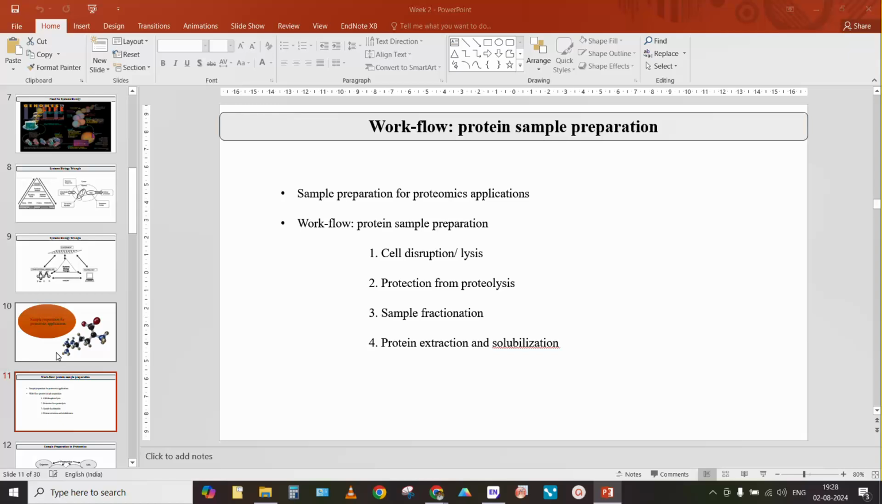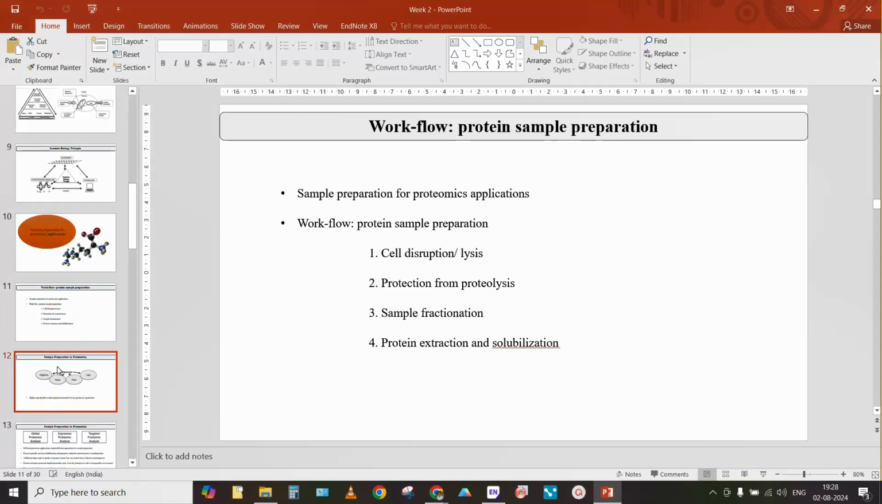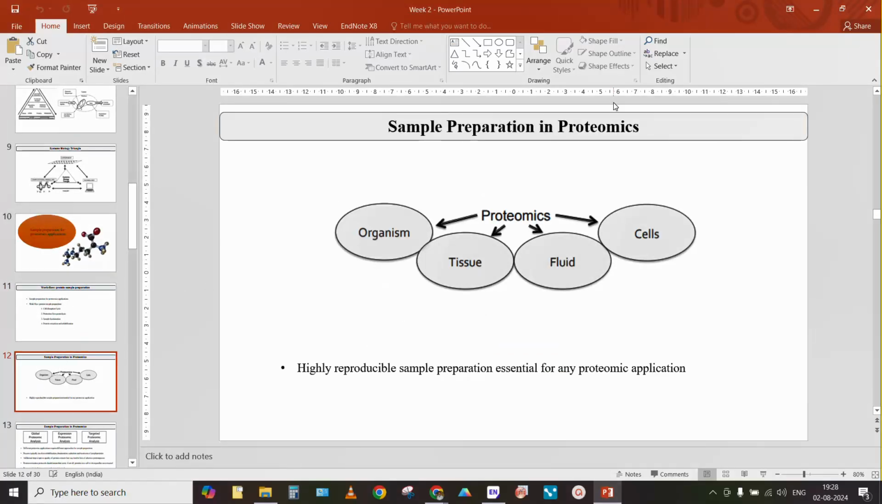So the next is the sample preparation for proteomics, the continuation of the slides. Here you can see proteomics is surrounded by some organism, tissue, fluids, and cells. So the proteome is very complex.